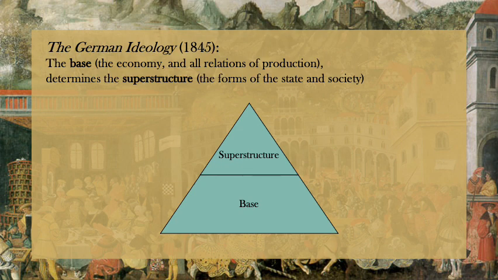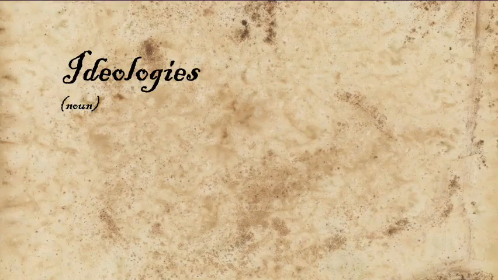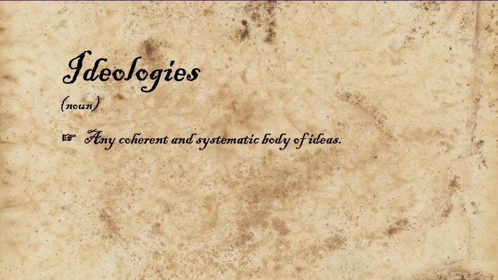Because the economic system shapes the society, the modes of production are known as the base. The social, political, and ideological systems and institutions it generates are known as the superstructure. This includes popular culture. The term ideologies is frequently used in Marxist theory.